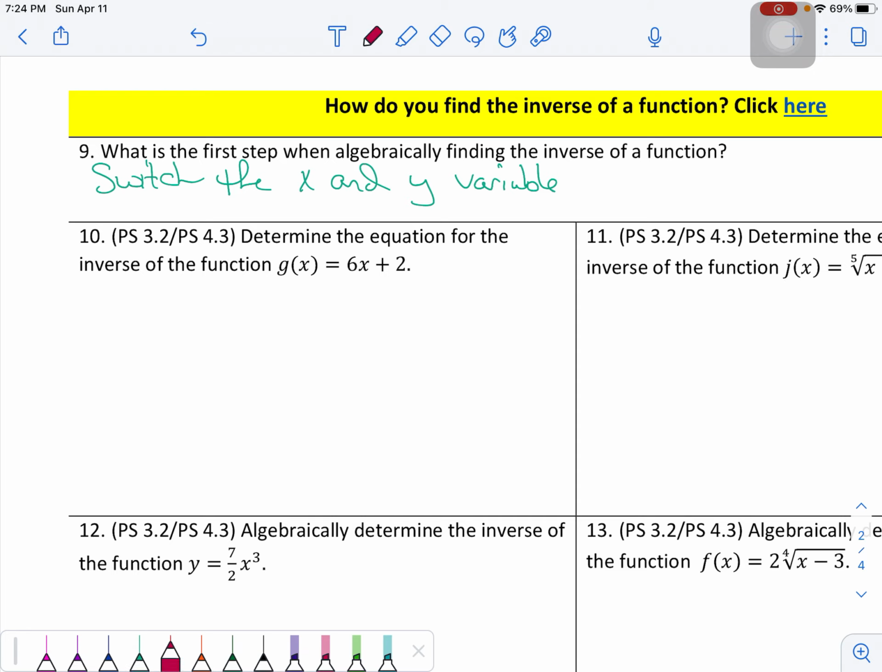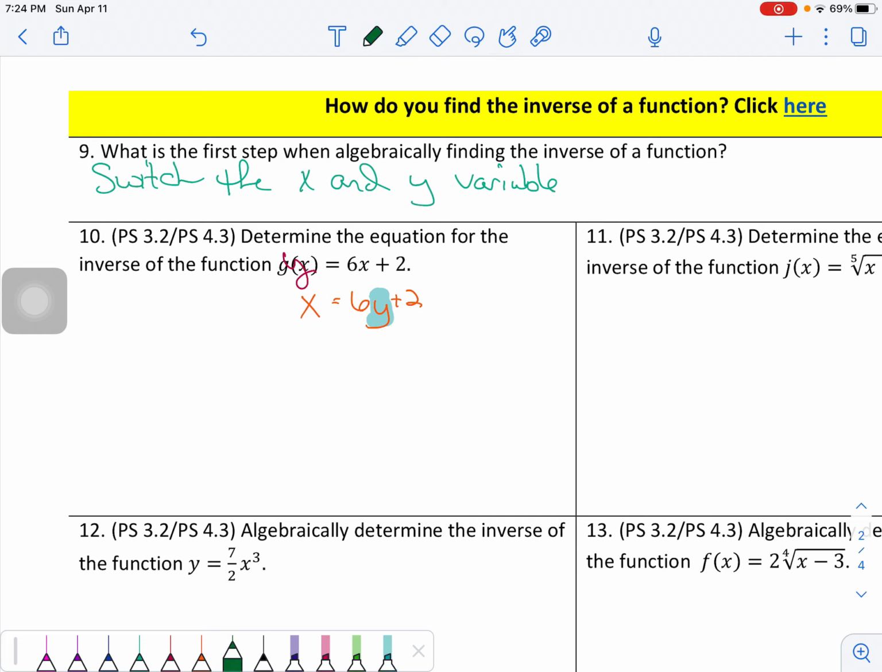All right, so problem number 10, determine the equation for the inverse of the function. Right now, g of x is your y variable, so if you wanted to, you could write y right over it. Now that we know we need to switch x and y, where I have an x, I'm going to write a y, so 6y plus 2. And where I have a y, I'm going to replace it with x. That's step 1.